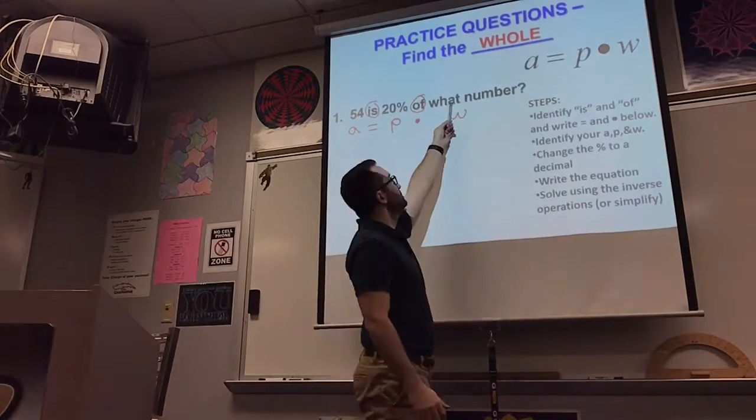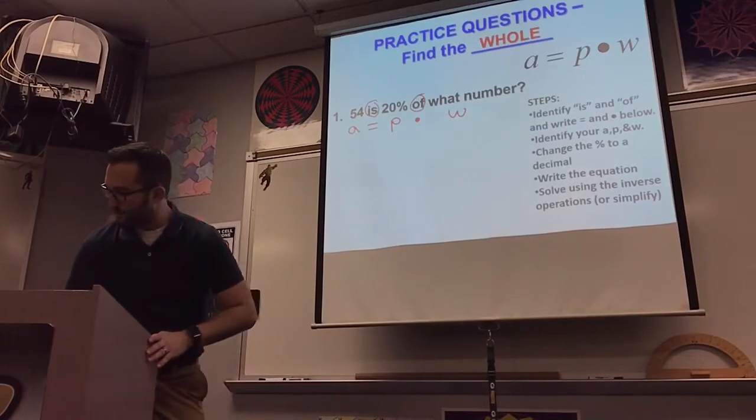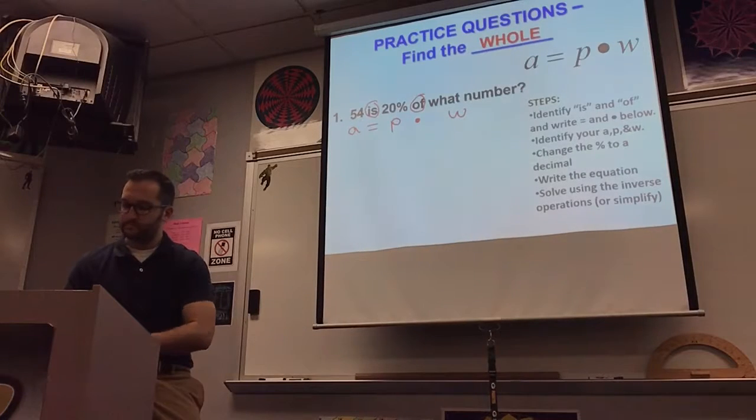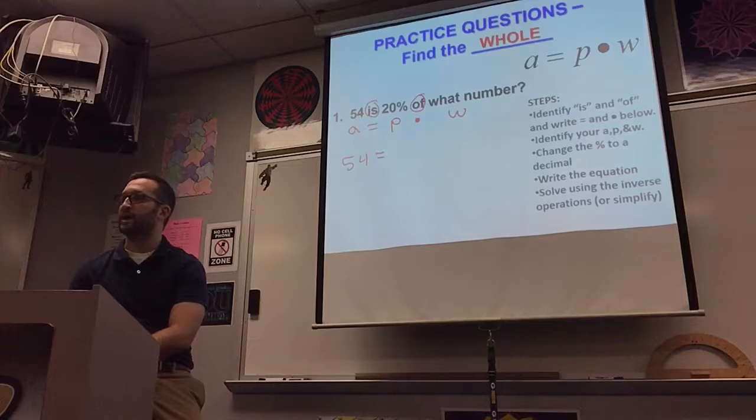A, P, W. So what don't we know? The W. Now let's plug in and solve. Change the percent to a decimal and write the equation. So instead of A, we're going to write 54. Instead of P, we're not going to write 20, we're going to write 0.2.